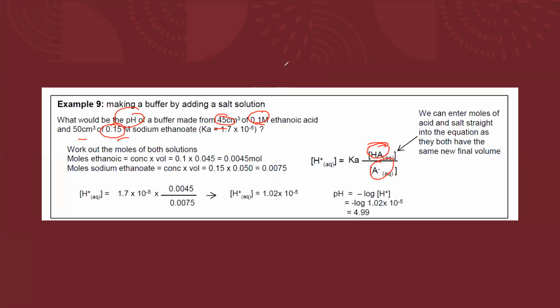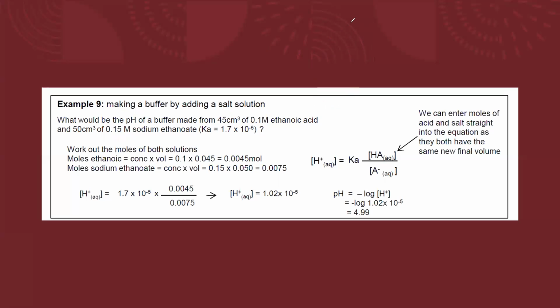How will the concentration change? This is the original volume and original concentration; the new volume will be 45 plus 50, which equals 95. So to overcome this, you can substitute the moles here. Why can you substitute the moles? Hydrogen ion equals Ka times the concentration of acid divided by the concentration of the salt. Instead of substituting concentration, I can substitute moles, because it is moles divided by volume and moles divided by volume, so volume cancels with volume and I will have the moles.